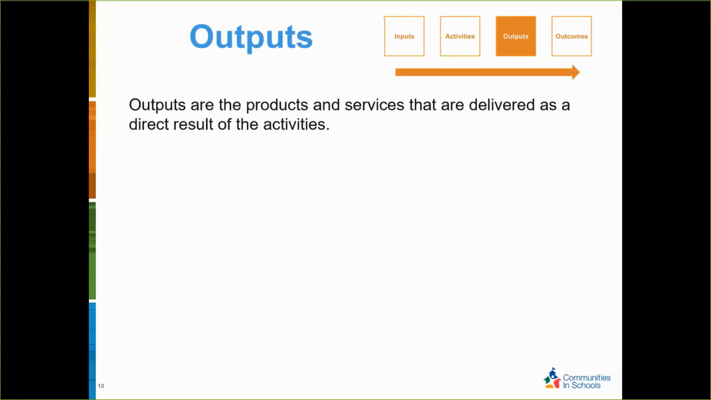Outputs are the products and services that are delivered as a direct result of the activities. While the outputs help us evaluate how well we're implementing the initiatives, they are not the changes we expect the initiatives to achieve. They should, however, ultimately lead to desired outcomes. Outputs should be linked to specific activities and resources.